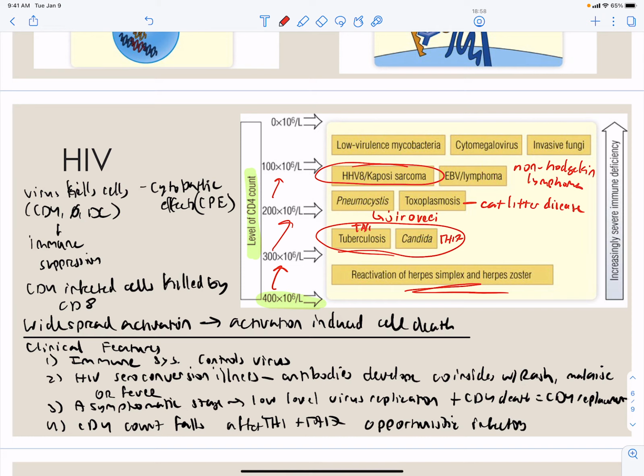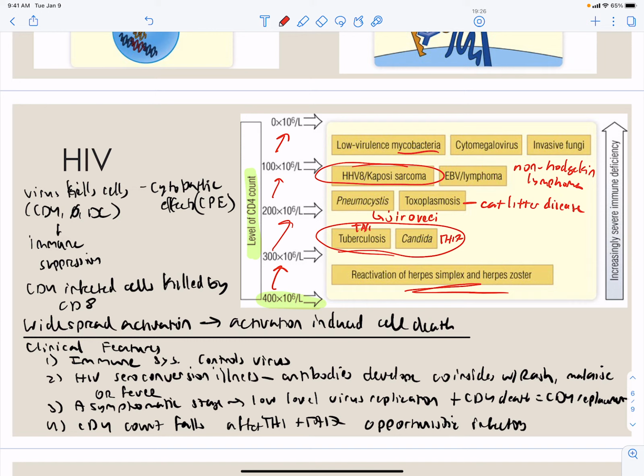Comes by EBV transformation. Again, EBV causes mononucleosis, creates a chronic infection. You're able to keep it in check until you become immune compromised. And then as CD4 levels drop even lower, you start to get normal, common, everyday pathogens or non-pathogens causing disease. So you have your mycobacteria that never caused disease in healthy individuals all of a sudden causing a problem.